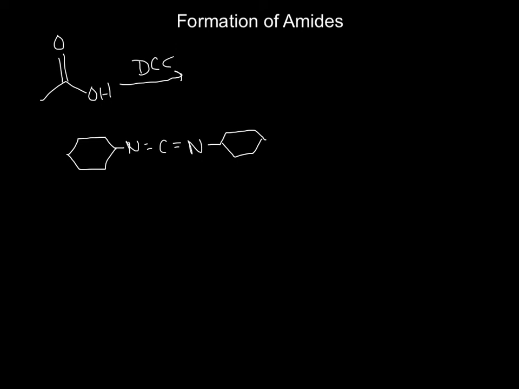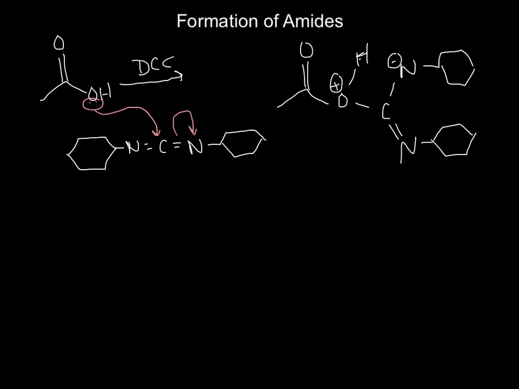Next, we're going to do the formation of amides. This is done by reacting carboxylic acid with DCC, which is a six-membered ring bonded to nitrogen, double bonded to a carbon, double bonded to a nitrogen, which is then bonded to another six-membered ring. We need to ask ourselves who has electrons and who wants them. The oxygen on this alcohol has electrons, and the carbon wants them, pushing a bond off onto nitrogen.